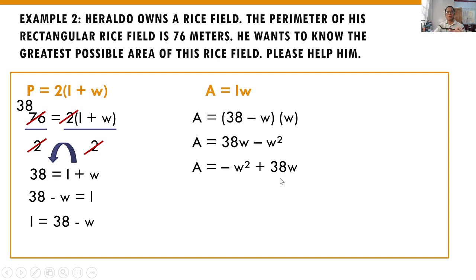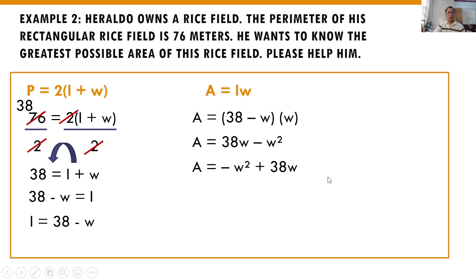May magtatanong, Sir, bakit hindi na bago yung sign? Tandaan natin, inire-arrange lang natin ito, pero hindi po siya tumawid ng equal sign. Which means, yung sign niya, taglay pa rin niya kahit saan mo ilagay dito sa side nito. Nagbabago lang po tayo ng sign kapag tatawid siya ng equal sign. Okay pa? So, eto na siya.